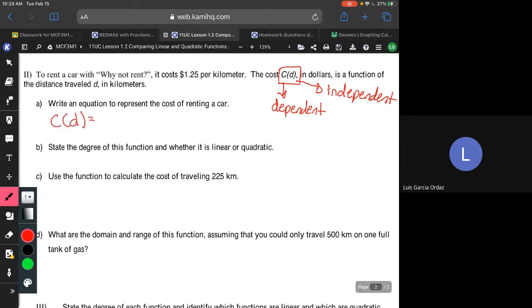And who can come up with an equation for this word problem? So remember, the cost is $1.25 per kilometer. And we're saying that my distance is represented by D. Ashton. Yep. So 1.25, that is my rate of change.